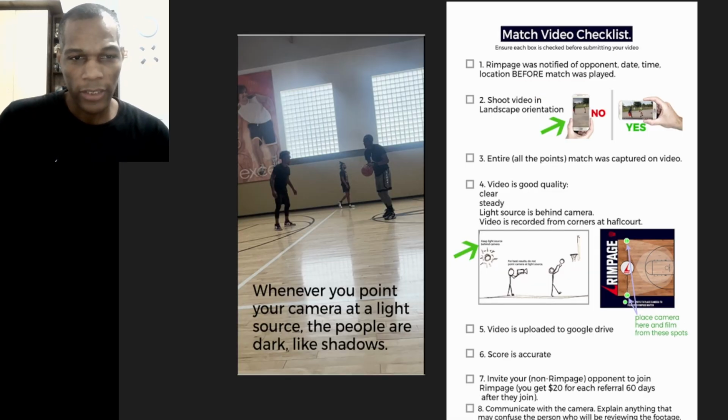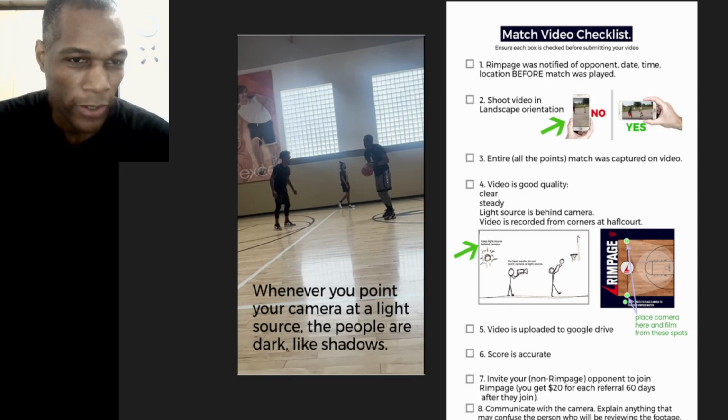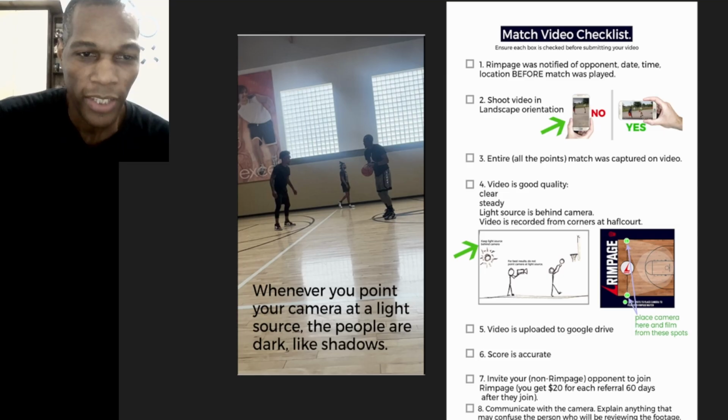Next, here's our checklist. Look at the light in that photo. So this is a screenshot from an actual match. Do you see how the players are dark? They're in shadow because the light source is in front of the camera. The camera is actually pointing at the light source. You never want to film this way unless you want to film shadows.